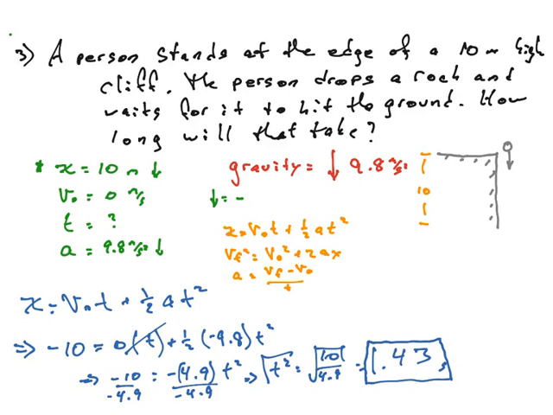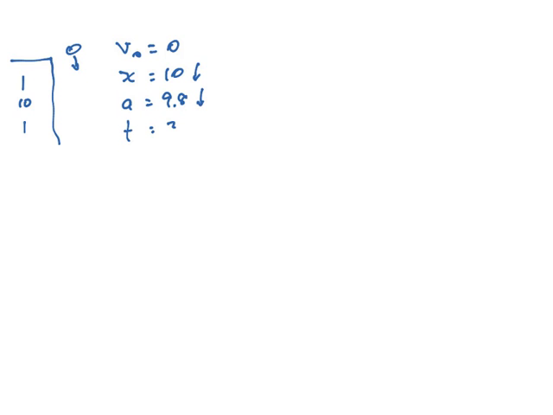Now what I want to show you is my little rule bending thing. So, same thing. Again, we have our little cliff. Here's the rock, he's going to fall, and this is 10 meters high. So what do I know? The initial velocity was 0. How far does he travel? 10 meters down. His acceleration, 9.8 down. And the time is what I'm looking for.